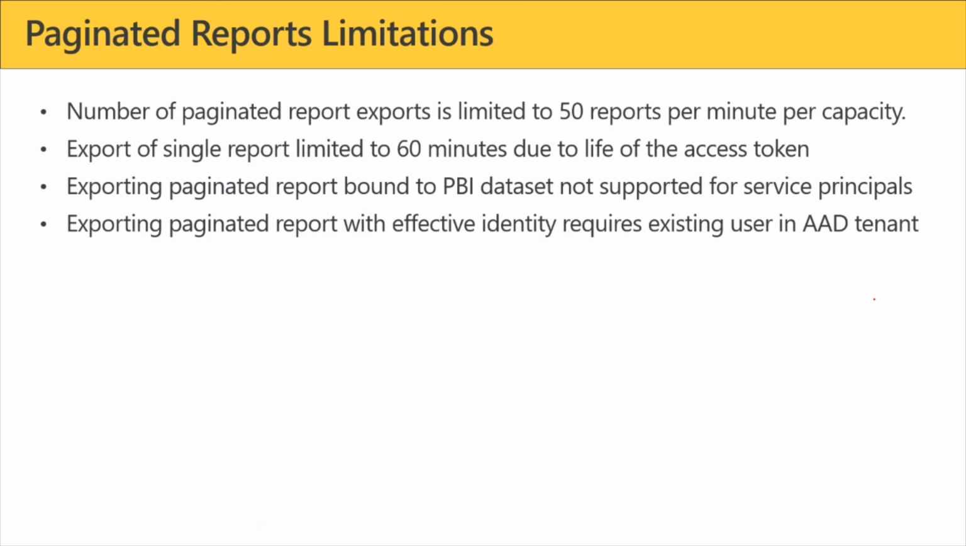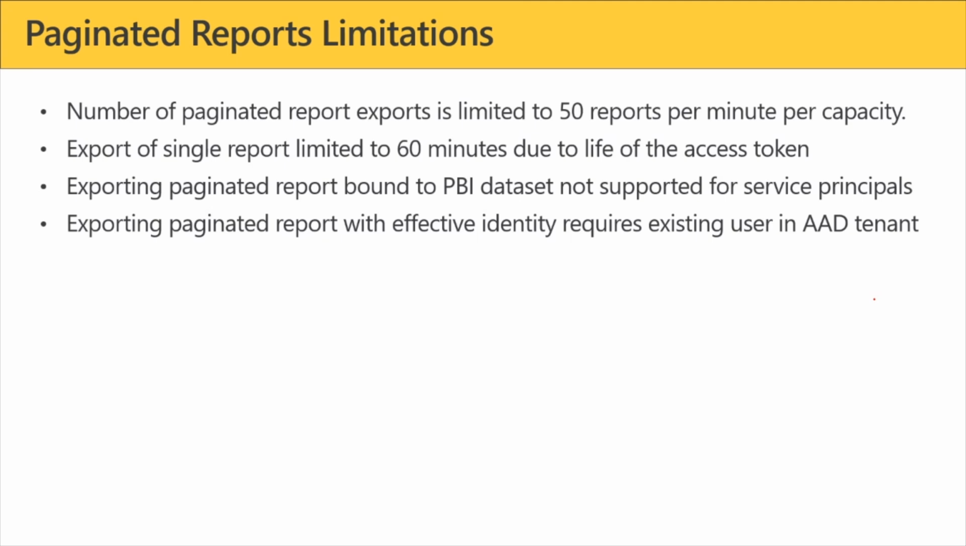Now, we're going to end the section by going through some of the limitations. So Paginated reports actually have better throughput than Power BI reports. Power BI reports are limited to 50 report pages per minute per capacity, whereas Paginated reports are just limited to 50 reports, regardless of page count. Now, that's the throttling. So if you had a 700-page report, you're not going to get 50 of those printed per minute. But that's where the throttling is going to see that you can't have more than that.